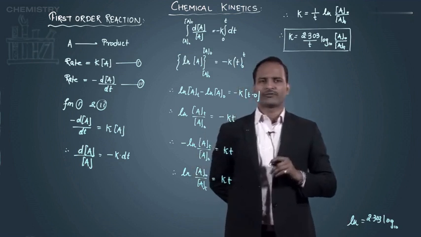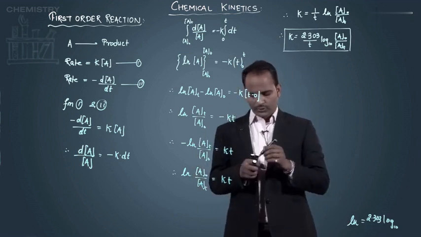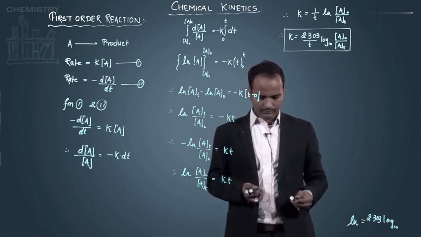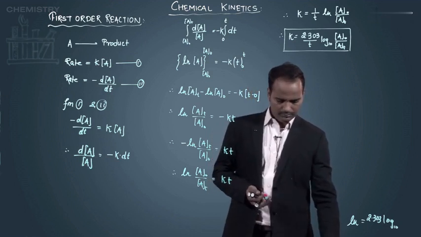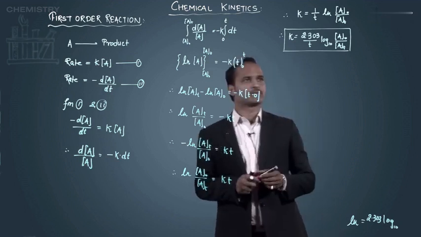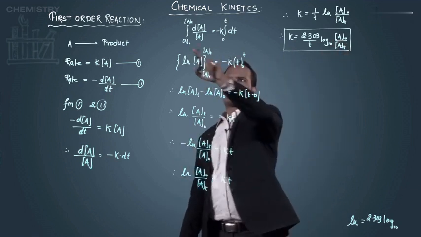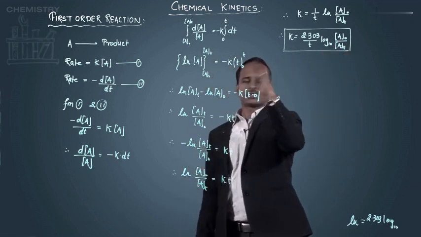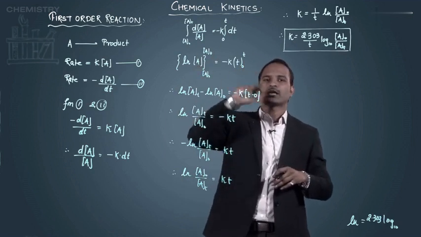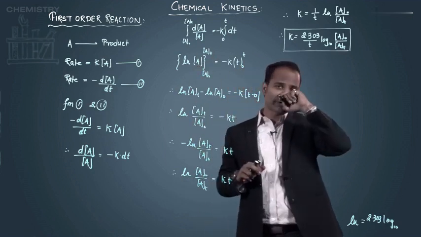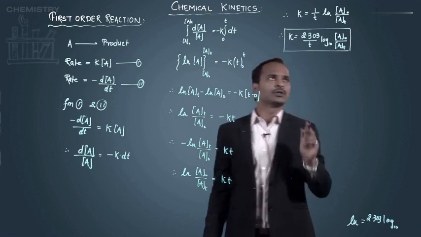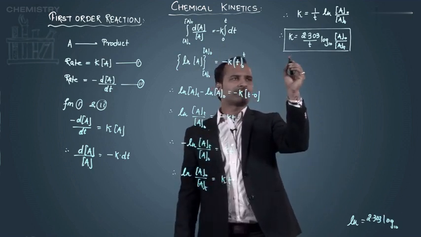Now we can write a different form for this reaction. Now what is A naught here? The A naught is again the same as in the previous one: the concentration of reactant when the time is 0, and AT is the concentration of reactant left after time t. So now let's see another form for the first order reaction.